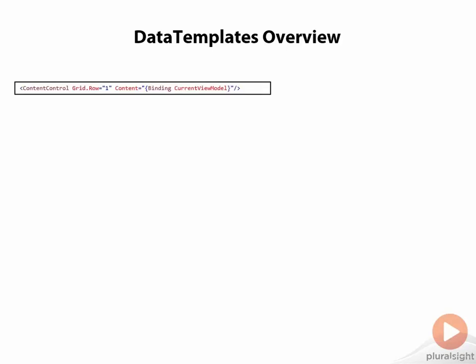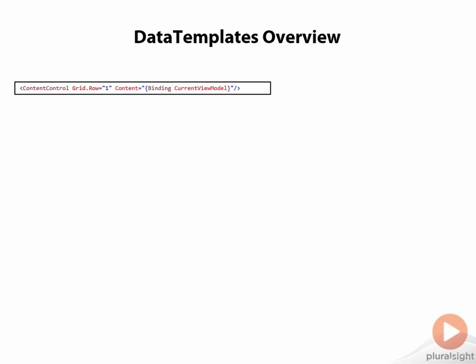The way data templates work in general is that you're going to have some data-bound control, and it's either going to be a content control or some control derived from items control in general, such as listbox, combo box, or data grid. Let's start with the content control case.